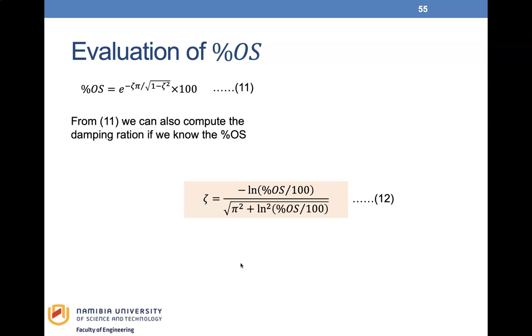From equation 11, it shows that if we know the percentage overshoot, we can easily compute the value of zeta. So from 11, we can make zeta the subject of the formula, which will yield equation 12. You can verify this for yourself.